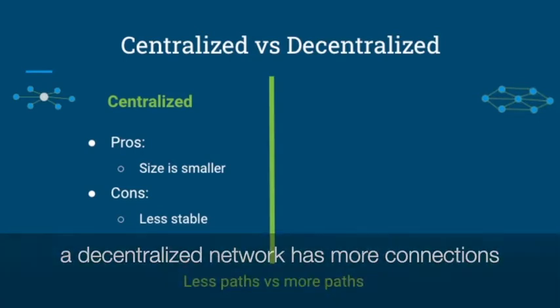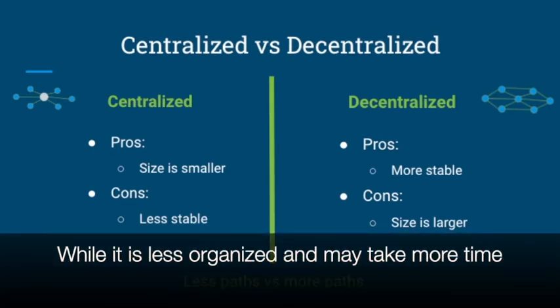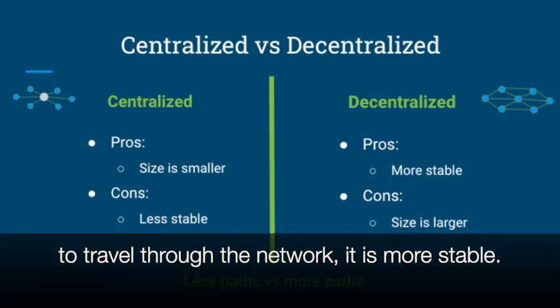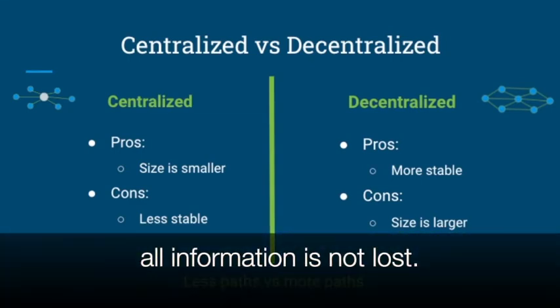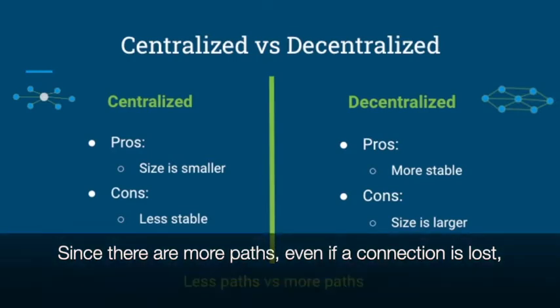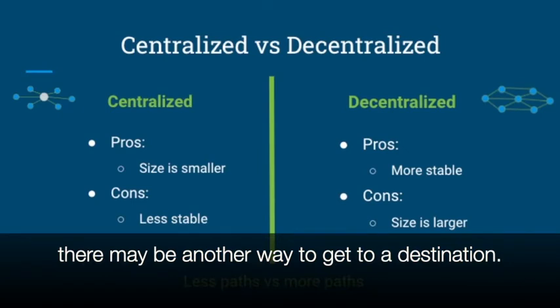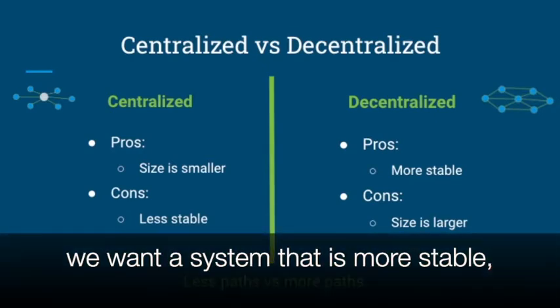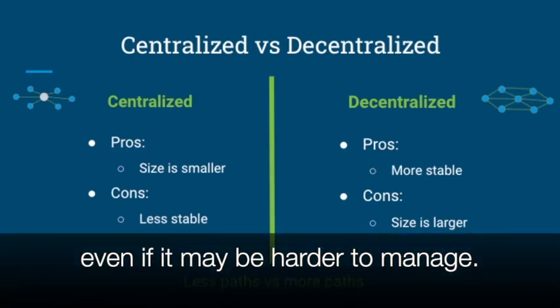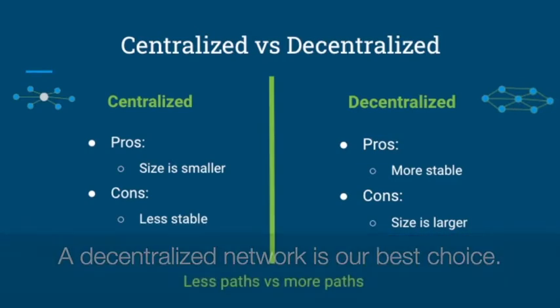On the other hand, a decentralized network has more connections, and information is spread out throughout the network. While it is less organized and may take more time to travel through the network, it is more stable. If a computer in the network is lost, all information is not lost. Since there are more paths, even if a connection is lost, there may be another way to get to a destination. Therefore, to make sure the internet lasts, we want a system that is more stable, even if it may be harder to manage. A decentralized network is our best choice.